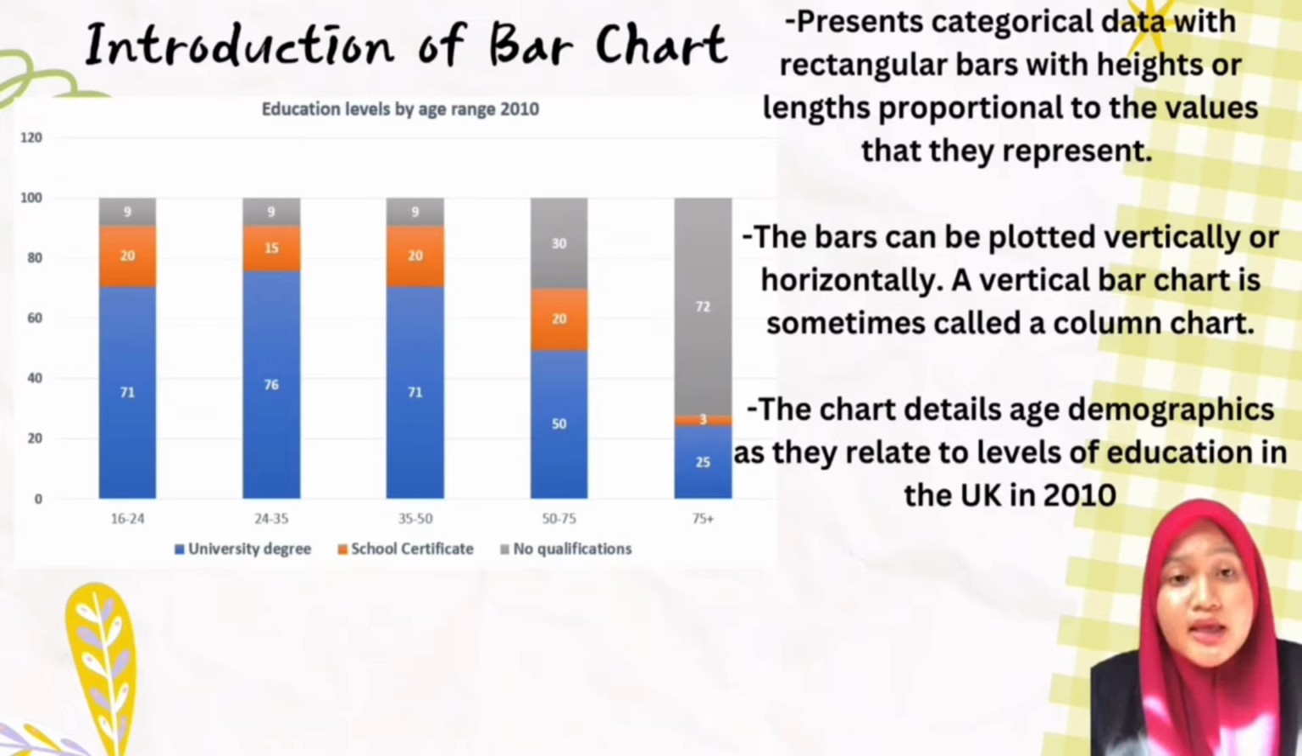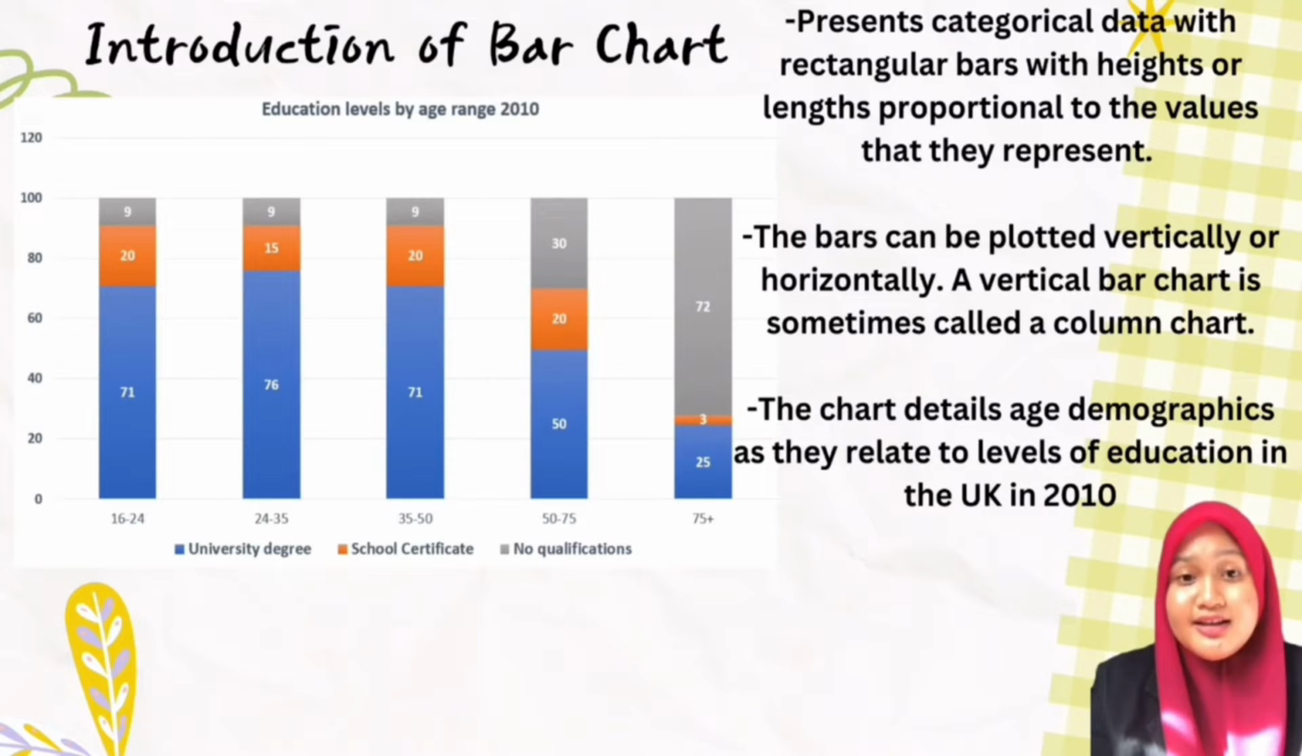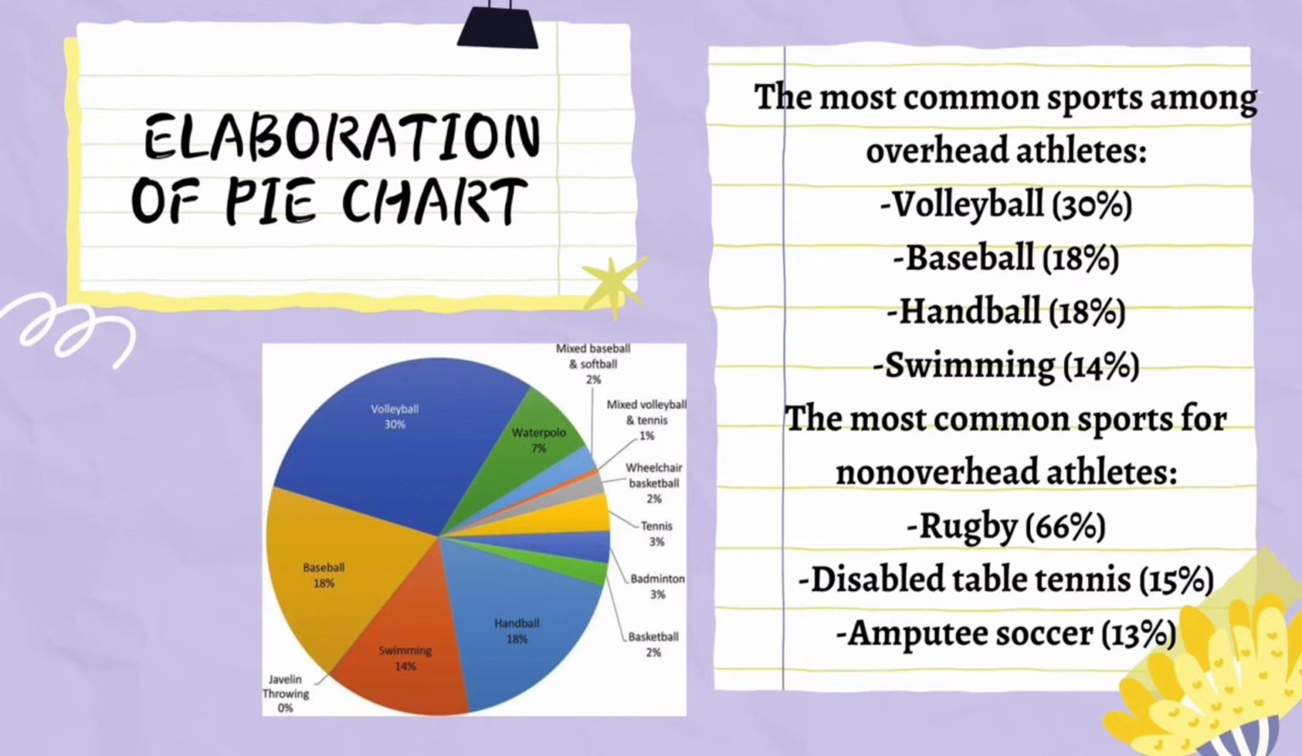If you can see, this bar chart is about the detailed age demographic as they relate to level of education in UK in 2010. That's all from me. Next, I will pass to the next presenter.